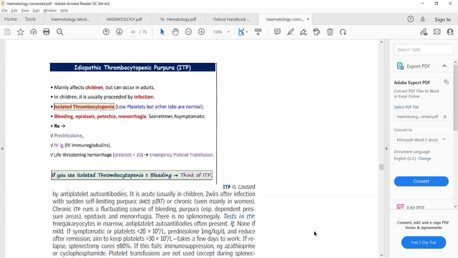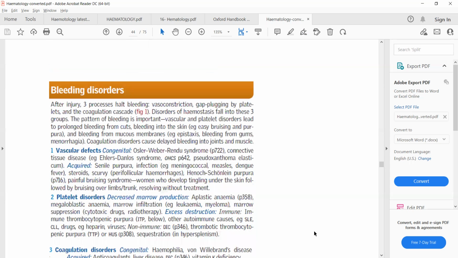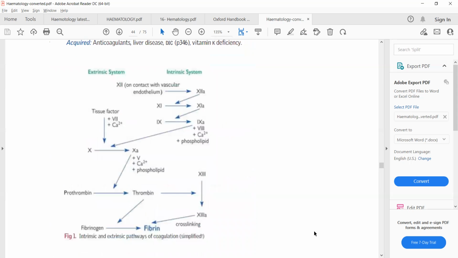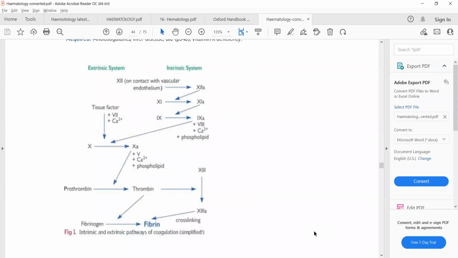So there are two mechanisms which are going on. There's one which is conversion of prothrombin to thrombin, and then fibrinogen to fibrin. And there's one which is factor 12, which is converted to factor 12A, and then it is directly converted to fibrin. Sorry, it's a bit confusing. You are talking about this point, right?